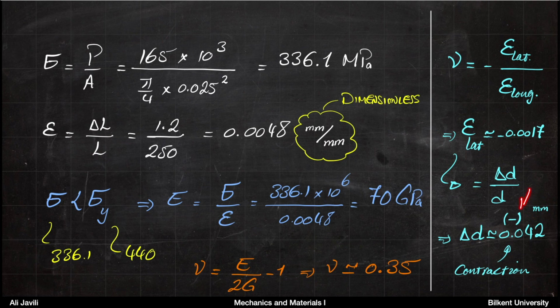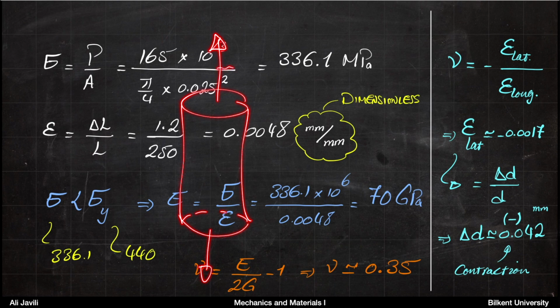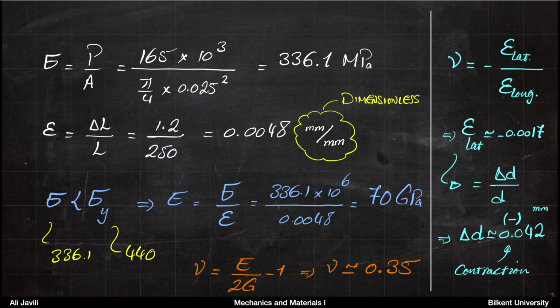There is a minus sign here, so you can either write it with minus sign or just remember that it would be a contraction. So if you remember, the example shows us a bar that you extend in this direction. So essentially that means if you extend it in that direction, in the lateral direction, it's going to contract, and the diameter contraction is 0.042 millimeter.